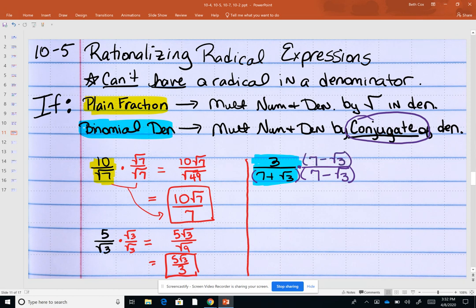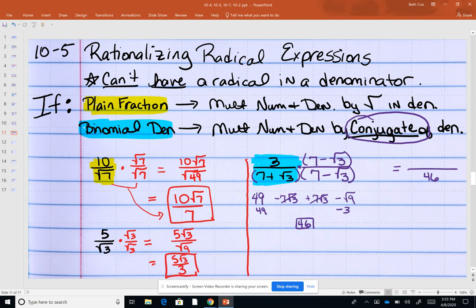This multiplication is going to be a little more complicated. I'm going to do the denominator first because it's the harder one. I'm going to FOIL out the denominator. That's going to give me 49 minus 7 square roots of 3 plus 7 square roots of 3. Those cancel just like they're supposed to. Minus the square root of 9. So I have 49 minus 3, which is 46. That's my denominator.